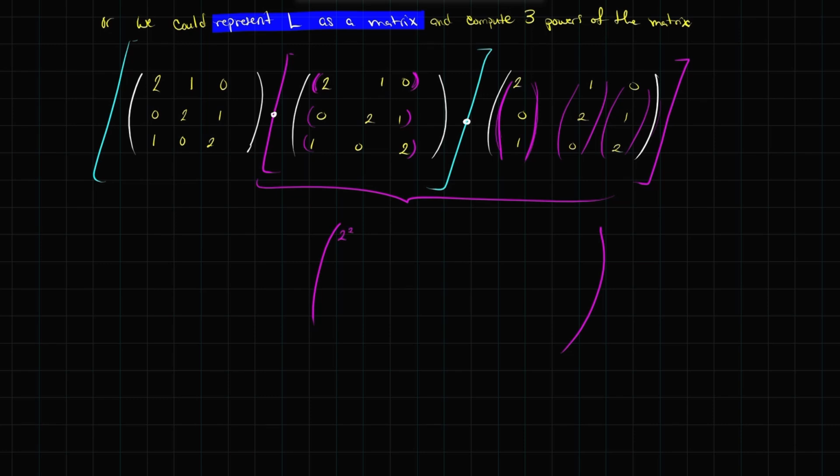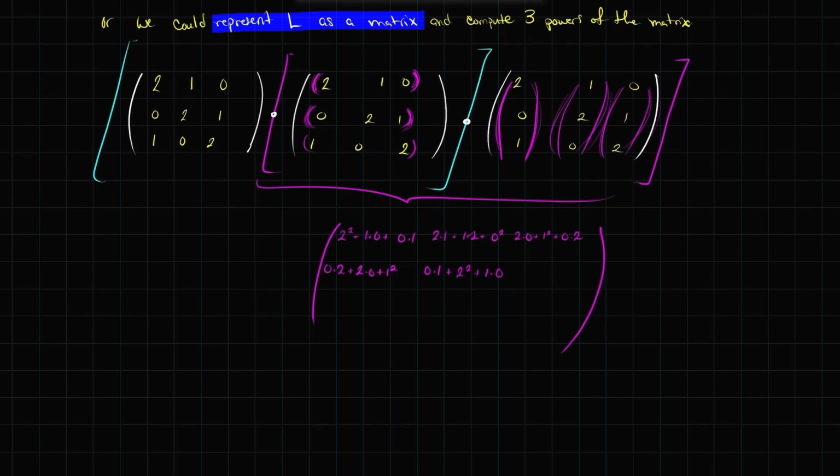is 2 squared plus 1 times 0 plus 0 times 1. If I do the top and the middle, I have 2 times 1 plus 1 times 2 plus 0 squared. If I do the top and the right, I have 2 times 0 plus 1 squared plus 0 times 2. If I do the middle left, I have 0 times 2 plus 2 times 0 plus 1 squared. If I do the middle and the middle, I have 0 times 1 plus 2 squared plus 1 times 0.